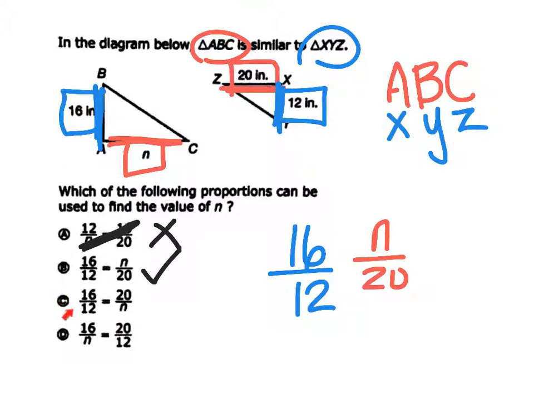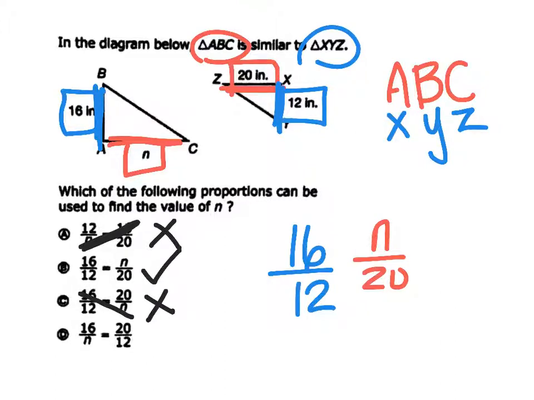Answer choice C, they have 16 with 12. So do I. They have 20 with N. So do I. Now I'm going to look sideways. I say that 16 and N should be sideways, but when I go look over at answer choice C, they have 16 and N diagonal. So 16 and N diagonal, that is not going to work.